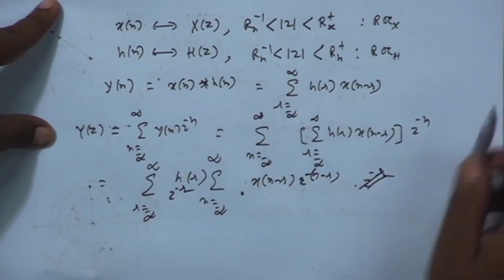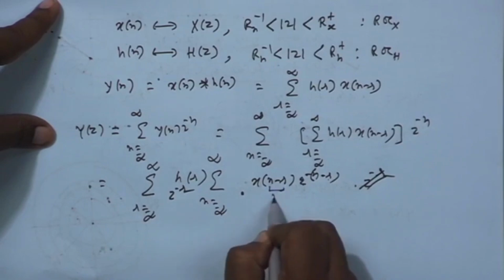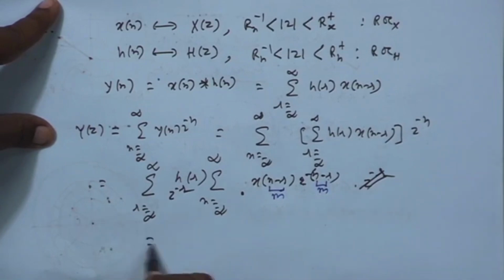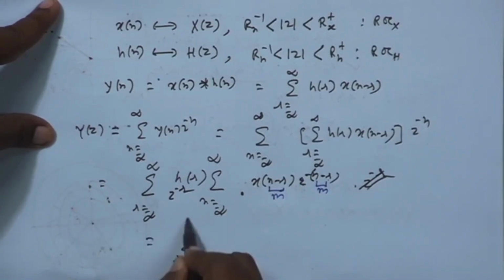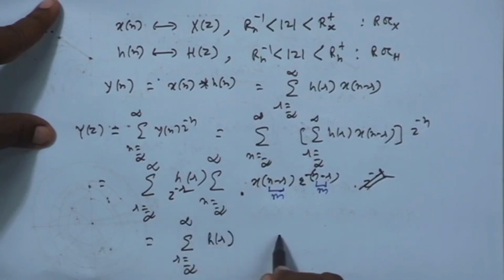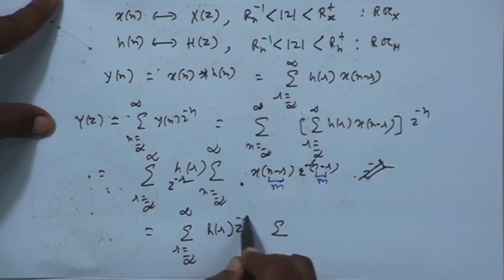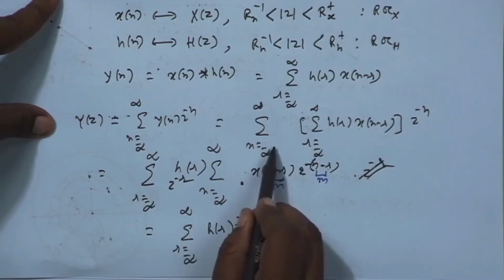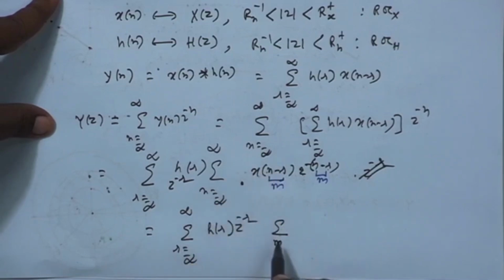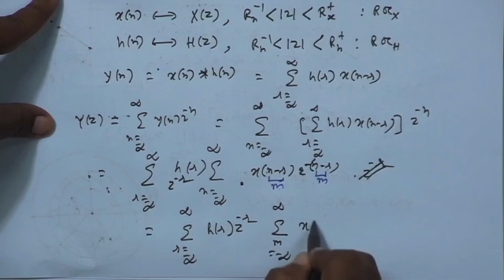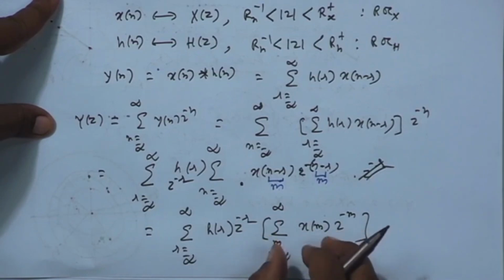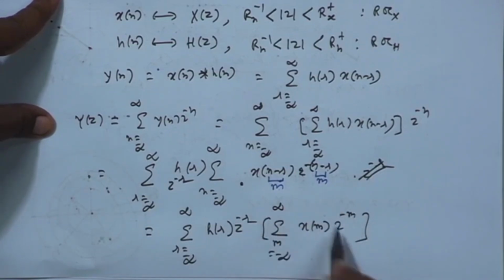So, this summation, now n minus r you can call m. Now n minus r is m, r is fixed. So, if n goes to plus infinity, m goes to plus infinity. If n goes to minus infinity, m goes to minus infinity. So, x of m z to the power minus m. Now, this summation, if this exists, then this is the z transform of x.